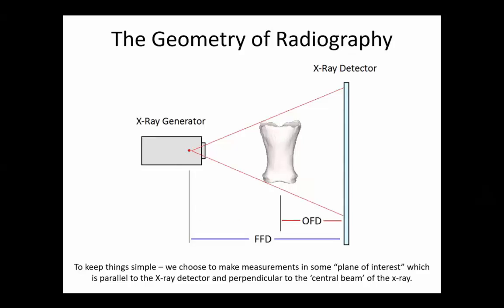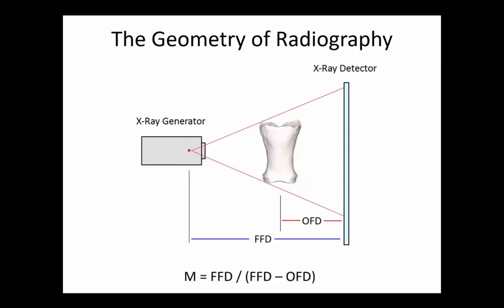And with that in mind, one can measure with a ruler these two distances. One is called OFD, which stands for object film distance. That's from the plane of interest to the detector or the film. And the other one is FFD. That's from the point source of the X-ray to the film or detector. And if you measure those two things, you can figure out what the magnification is going to be. It's this formula I'm showing at the bottom.